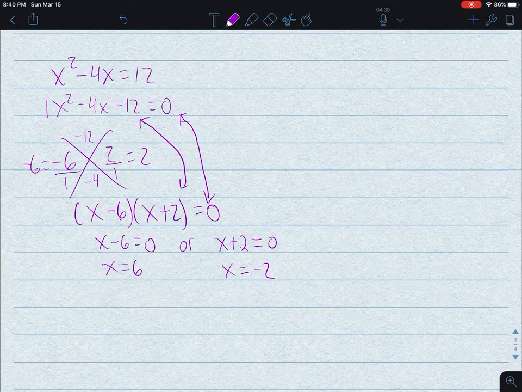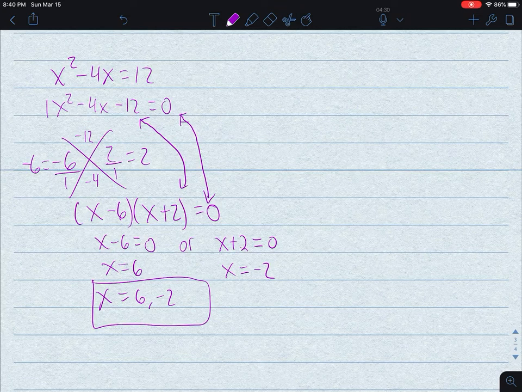So these are my two answers. We could check them, but since I know I didn't make any mistakes, those are it. So x is equal to 6, and x is equal to negative 2. One example done. Next example.